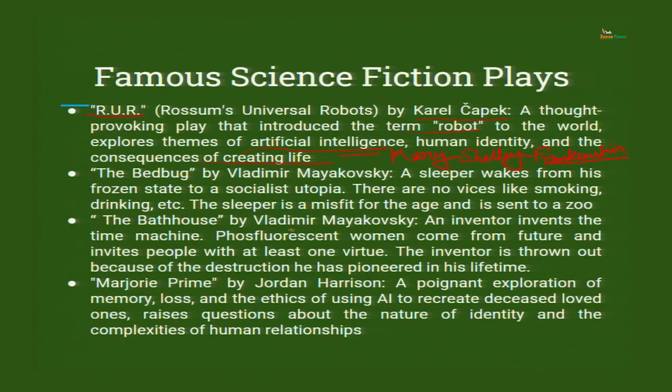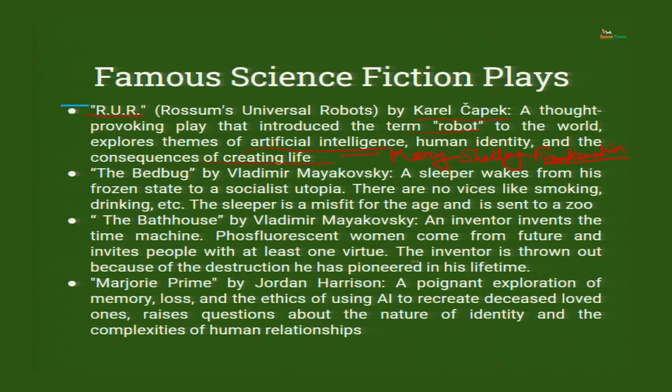The Bathhouse by Vladimir Mayakovsky. An inventor invents the time machine. Phosphorescent women come from the future and invite people with at least one virtue. So women who are glowing throughout the body come through the time machine into this particular inventor's life, and they say that the future is very bright.